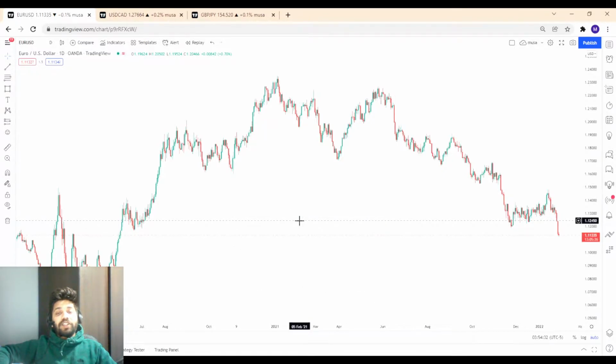Support and resistance are the key areas for the trader. If you are trading and you don't have support and resistance area marked at your chart, then you will always end up losing your money.